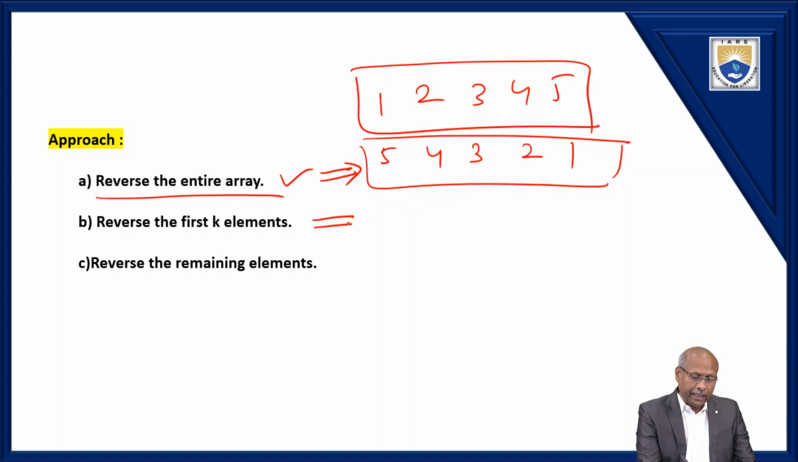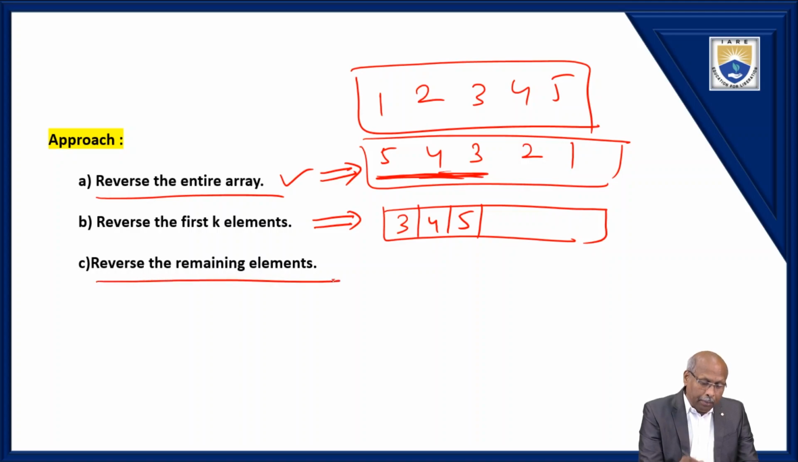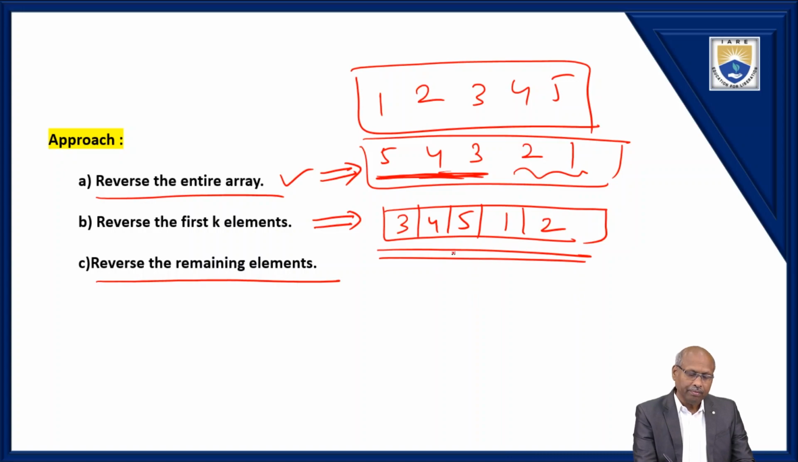Then reverse the first k elements. Because I am rotating 3 elements forward, I reverse these 3. If I reverse these 3, I will get 3, 4, 5. Then reverse the remaining elements, which are 2 and 1. After reversing, we get 1, 2. So this is my required output if I rotate k elements towards the right.